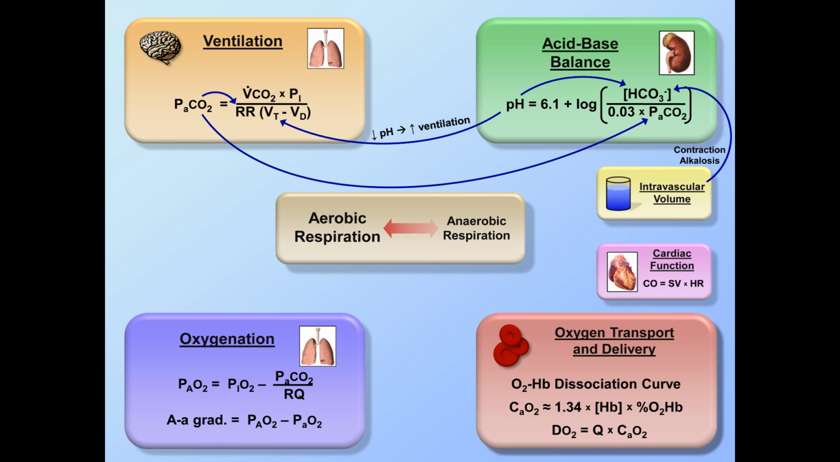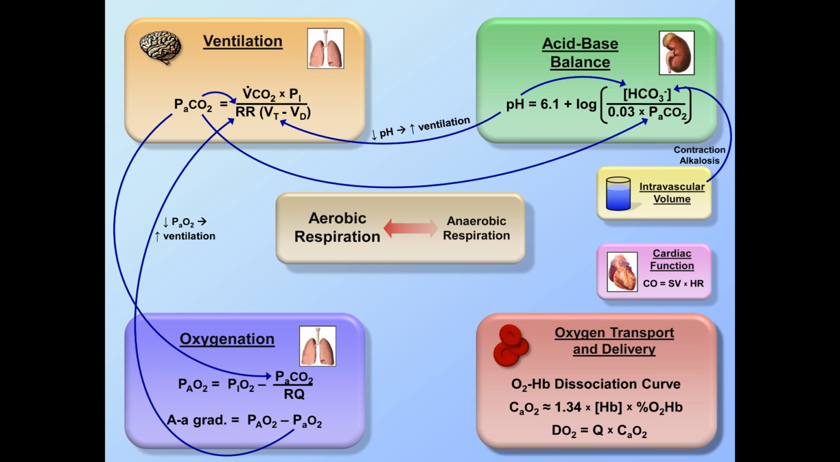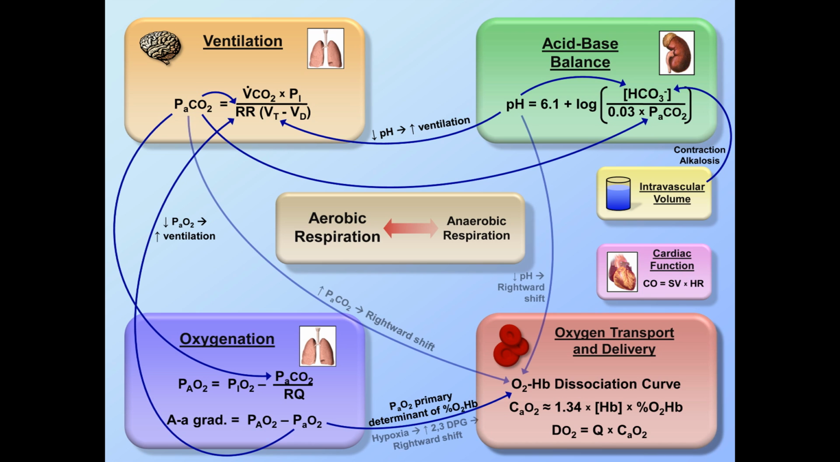Ventilation and oxygenation are linked in two specific ways. First, the PaCO2 is directly inputted into the alveolar gas equation. Second, low pAO2 stimulates ventilation. Continuing our way around the diagram, pAO2 is also the primary determinant of O2 saturation via the oxygen hemoglobin dissociation curve. However, low pH, high PaCO2, and high 2,3-DPG all cause a rightward shift of that curve, which will assist with oxygen unloading in peripheral tissues.